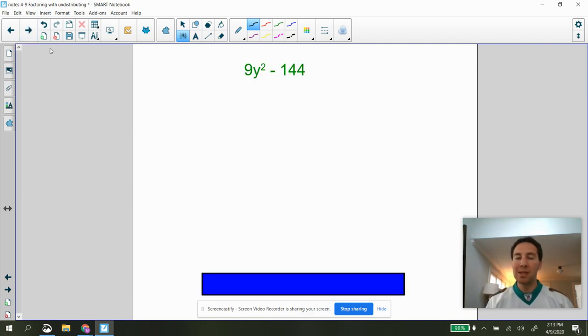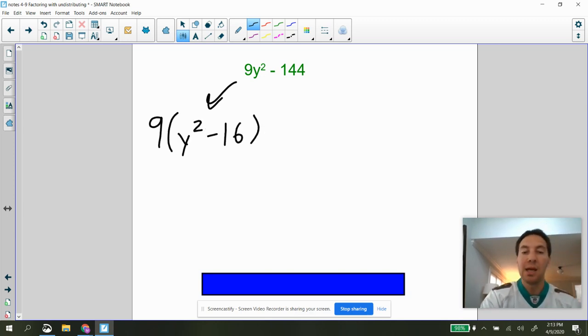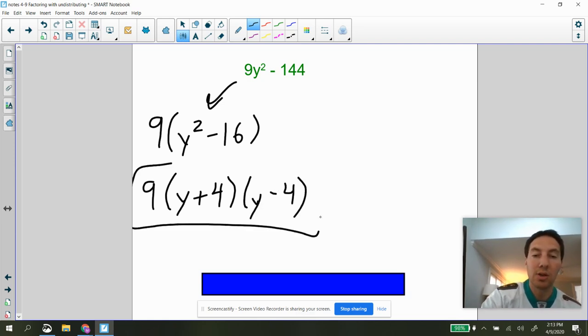All right, how about something like this? Well, this you have a couple of options. You could first undistribute a 9, and you would get y squared minus 16. That actually can be factored more. That's a difference of squares. So that would be y plus 4 times y minus 4. And that would be your final answer.